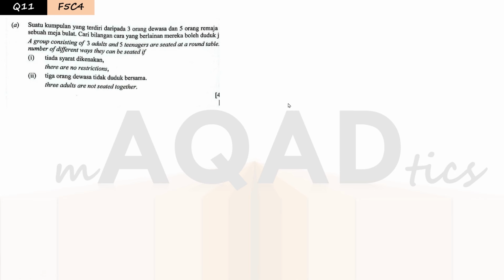Next question, going into permutations and combinations. In part A, it says we have a group that has 3 adults and 5 teenagers, and they are seated at a round table. Now we need to find the number of ways they can be seated using these two criteria.